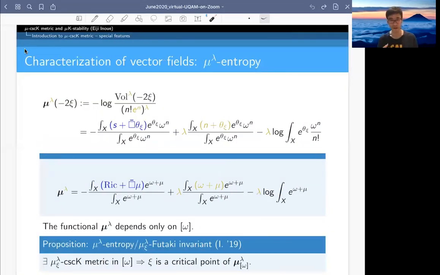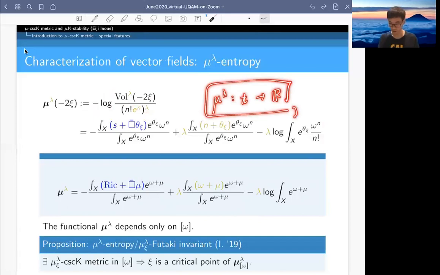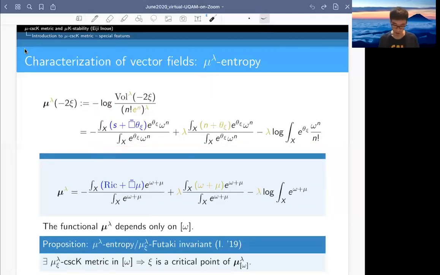Here I introduce the mu lambda entropy as a generalization of Tian-Zhu's volume functional, which I denoted as vol lambda, but today I consider minus log of vol lambda, which is defined to be this functional on T. Mu lambda is a functional on T. We define this functional by this equation, and we can express this as the integration of equivariant forms like this.